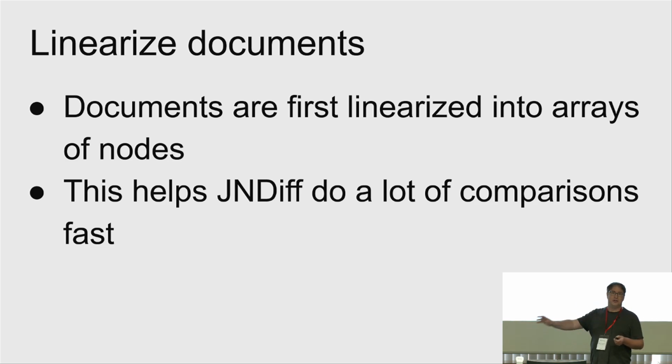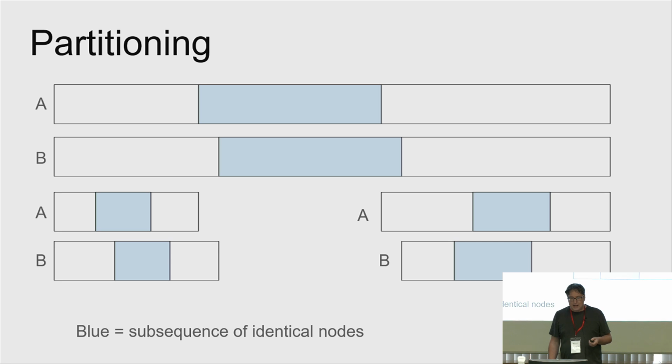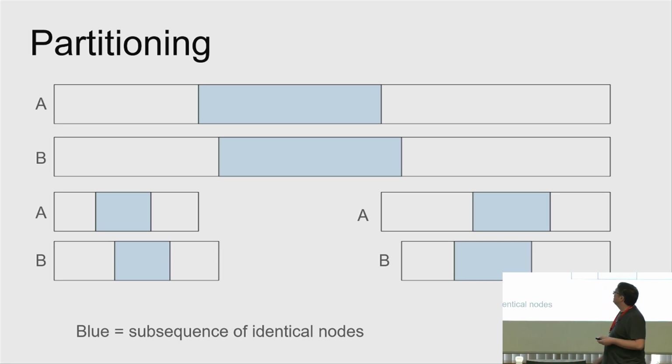Like in document order, you just flatten it all out and you have the same information. And then it does something called partitioning. What it does is it looks in documents A and B for things that are exactly the same, like a sequence of nodes, not an XDM sequence, an array of nodes that are identical between the two documents. It tries to look for the longest one.